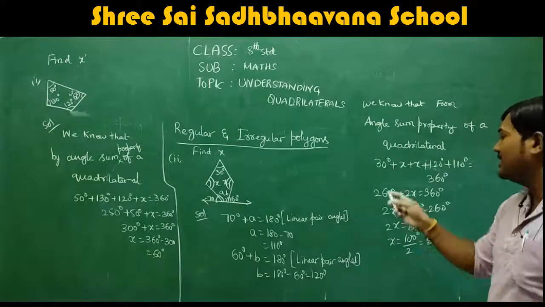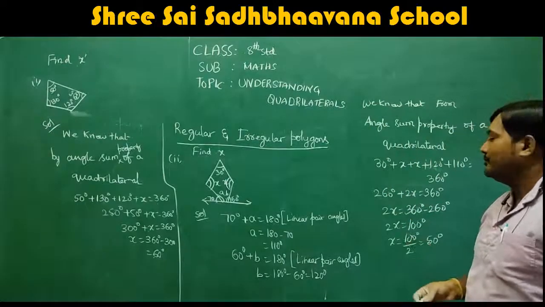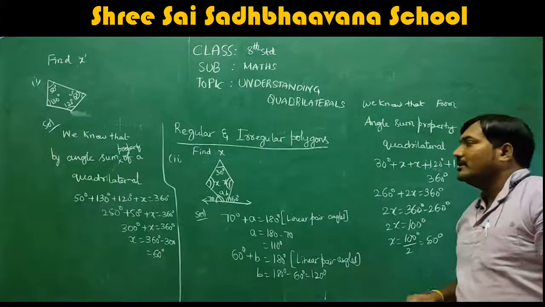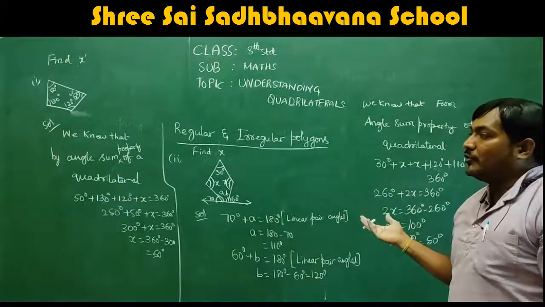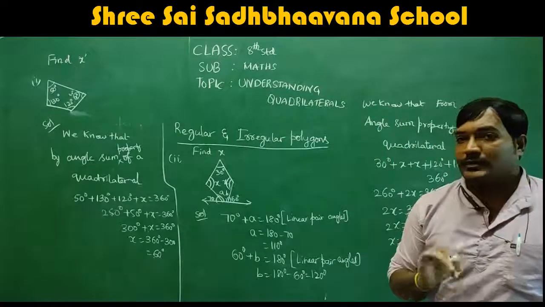It's a very simple calculation we did. I hope you understood this. Let me explain once again. So we got x as 50 degrees. What we have to do is find the value of x. Correct? That is the thing we have to do.